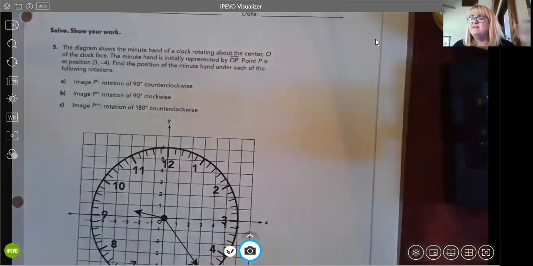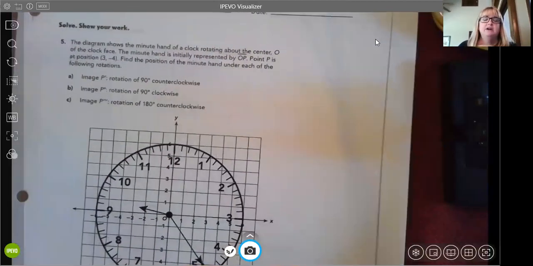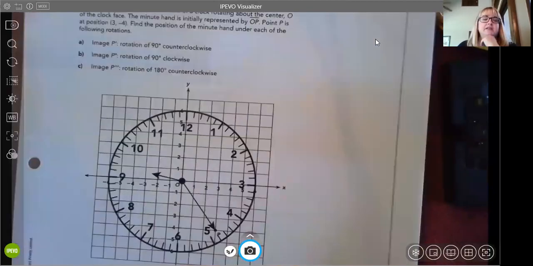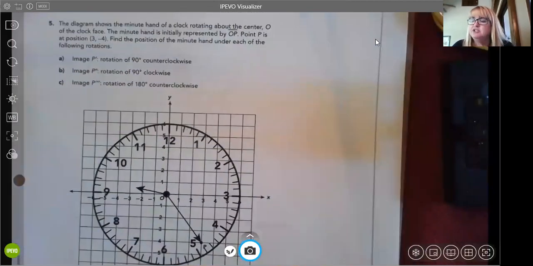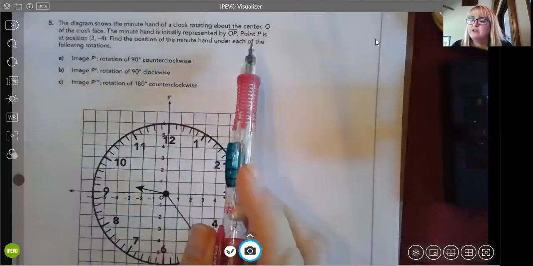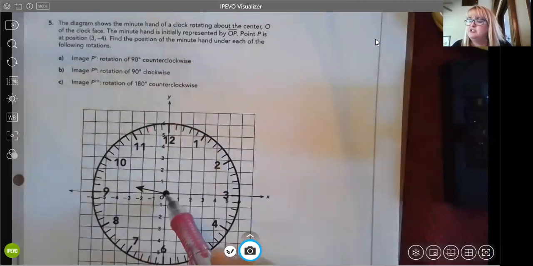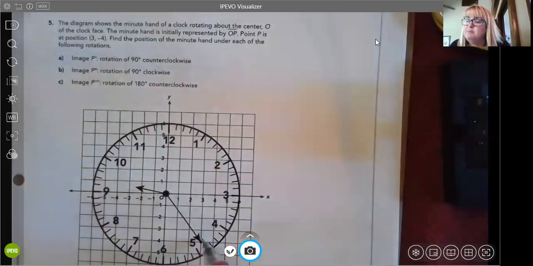Number 5 is kind of the same thing, only I want you to work this on your own, but I'll get you started on what this means. The diagram shows the minute hand of a clock rotating about the center O of the clock face. The minute hand is initially represented by OP. So here's your minute hand. Point P is at the position (3, -4). Here's 3 and -4.